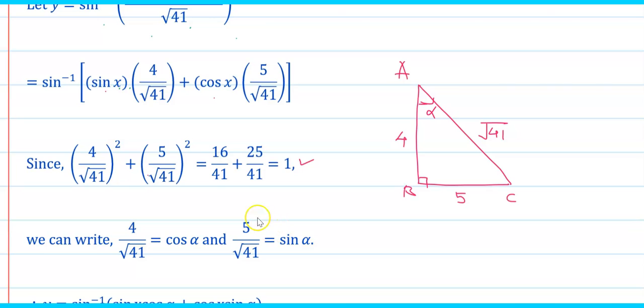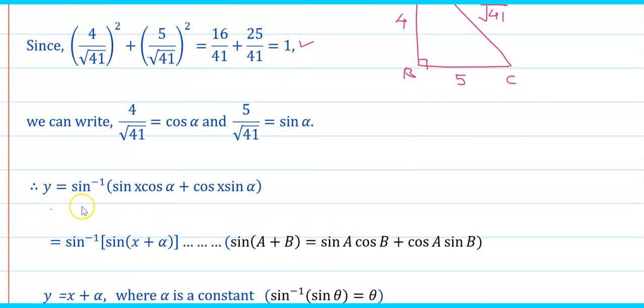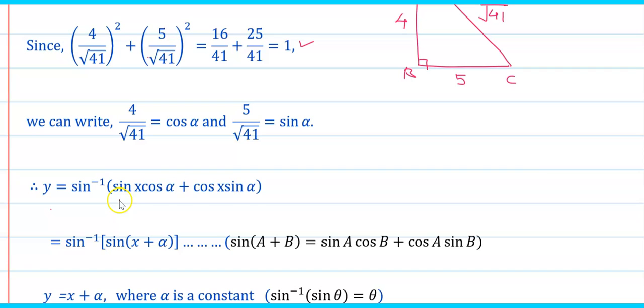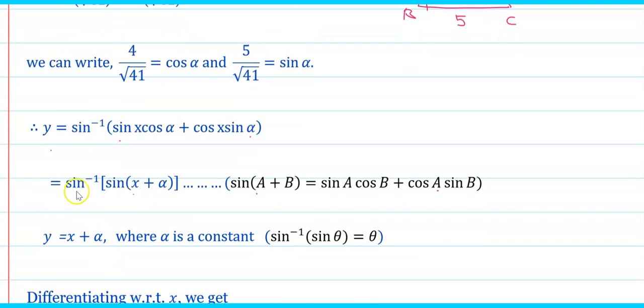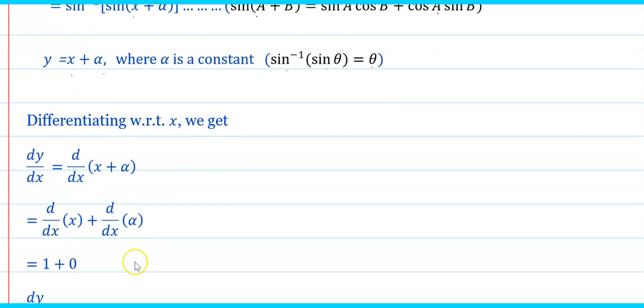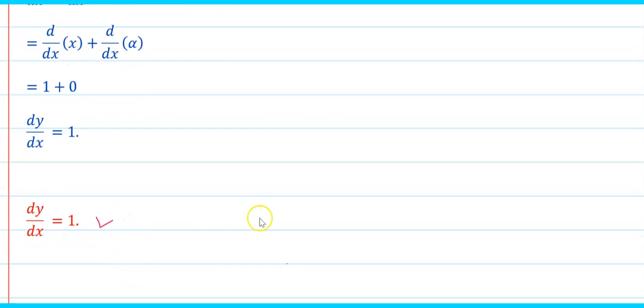Okay, now here 4 upon root of 41 means what? Cos alpha. 5 upon root of 41 means what? Sin alpha, and hence you will get y is equals to sin inverse of sine x into cos alpha plus cos x into sine alpha. Now this is the expansion of sine of a plus b. Means what? Sine of x plus alpha. Sine inverse of sine of x plus alpha means what? X plus alpha. Sine inverse of sine theta is theta. And hence differentiate this with respect to x. Derivative of x is 1, alpha is a constant so its derivative is 0. And hence dy by dx is equals to 1.